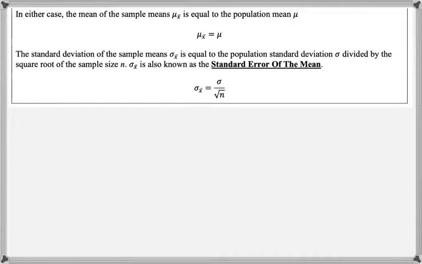In either case, the mean of the sample means mu x bar is equal to the population mean mu. The standard deviation of the sample means sigma x bar is equal to the population standard deviation sigma divided by the square root of the sample size n. And sigma x bar is also known as the standard error of the mean.